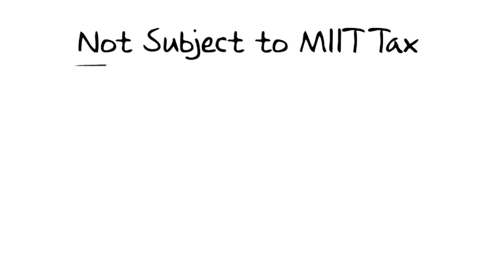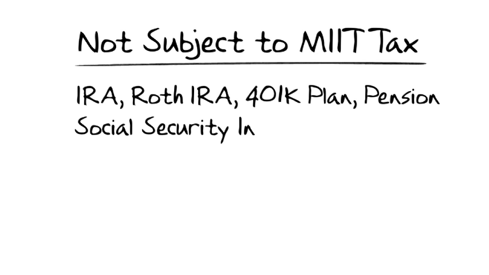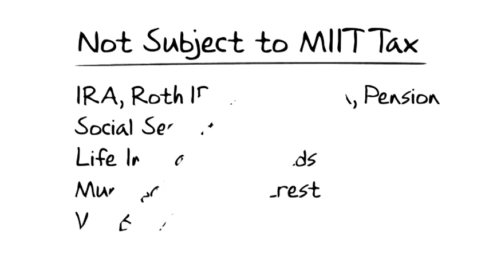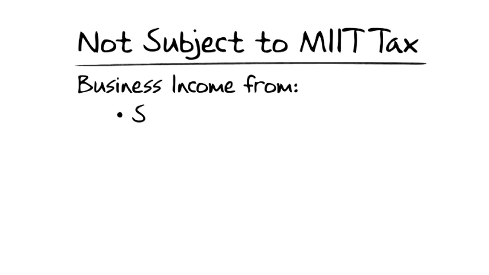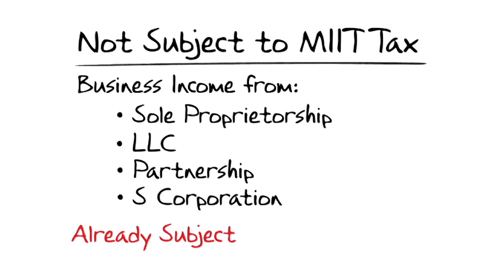The tax does not include payouts from regular or Roth IRAs, 401k plans or pensions, Social Security income, life insurance proceeds, municipal bond interest, veterans benefits, or any business income from a sole proprietorship, LLC, partnership, or S corporation, which are already subject to Medicare tax.